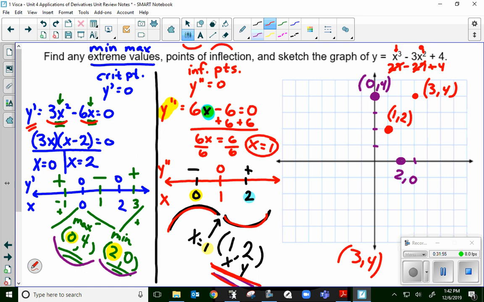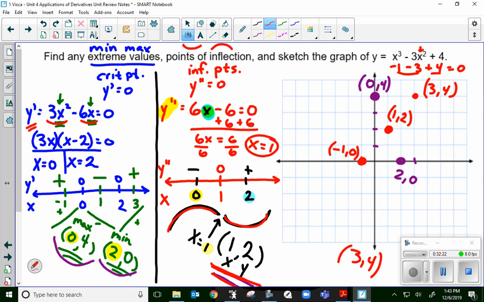Let's try -1 right here. Let's put a -1 in for these x's and see what I get. -1 cubed is -1. -1 squared is +1, times -3 is -3, plus 4. -4 plus 4 is 0. So -1, 0. These are additional points.